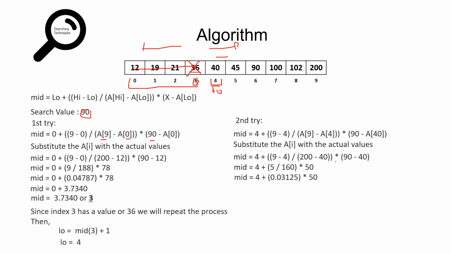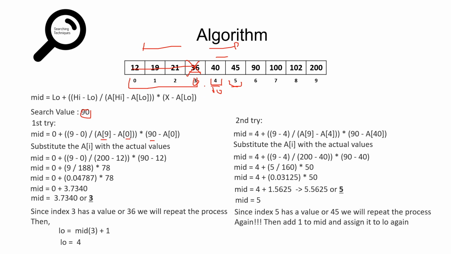So, 5 divided by 160 is 0.03125, and multiplied by 50, we're going to have a result of 1.5625. So, to add them, plus 4, we will have 5.625, or simply 5 because we're using integers again. So, if we look, this is our new mid. So, the question is, does index number 5 match what we're looking for, the search value of 90? The answer is no. So, therefore, we need to try again and recompute.